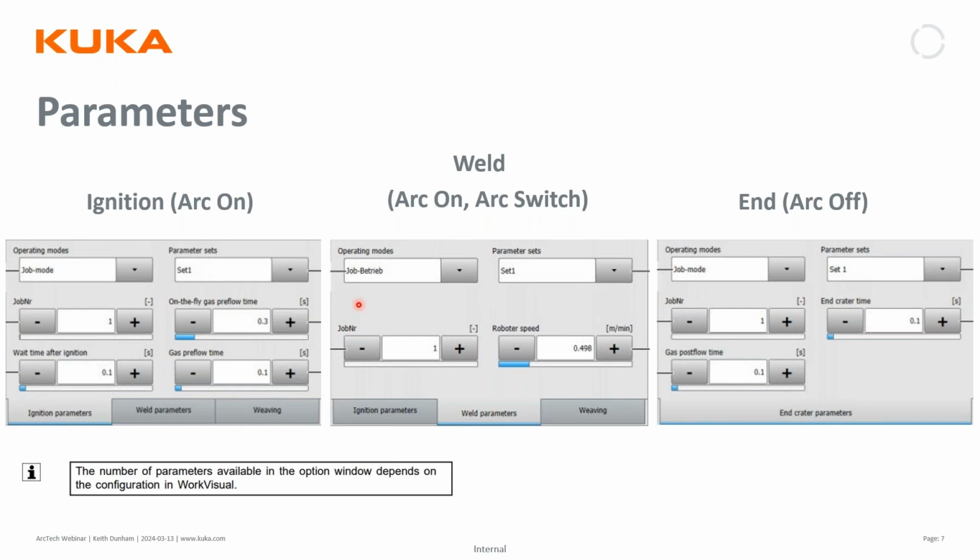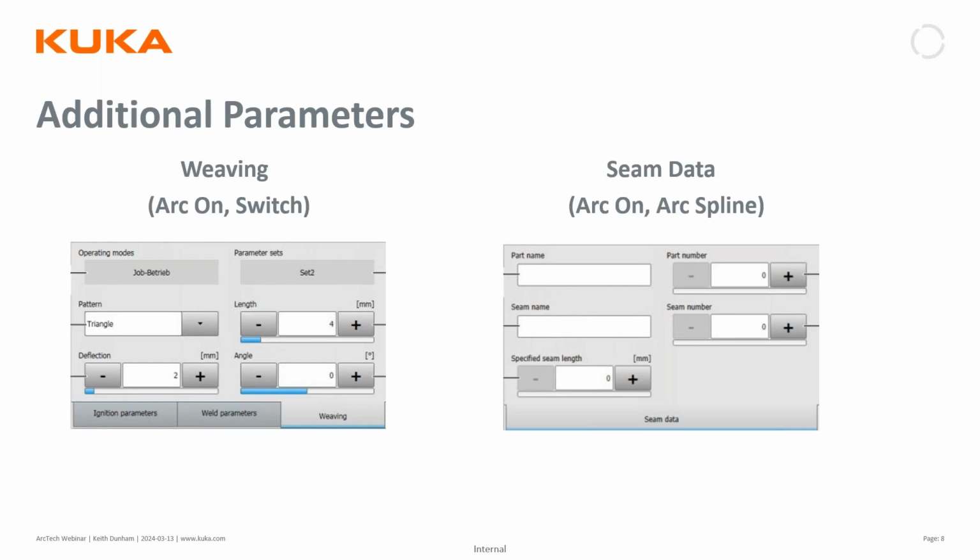Your weld, used for your arc on or your arc switch, same thing: job number, your speed. And then your end crater, you can have your post-flow time, and then your end crater time, again, is how long your robot will sit at that end before it will turn the weld off. And if you have weaving enabled, your weaving parameter window comes up. You can adjust parameters there, and then your seam data. The seam data will be covered in future presentations. That comes with ArcTech Advanced.